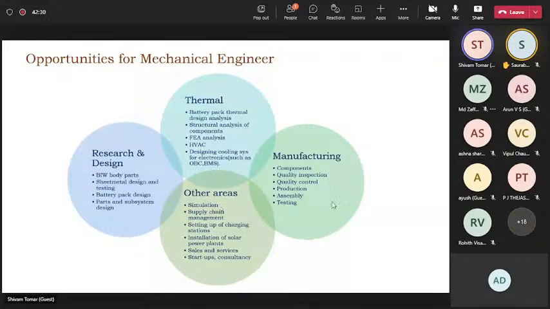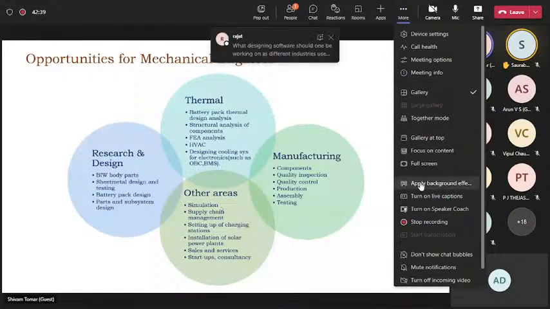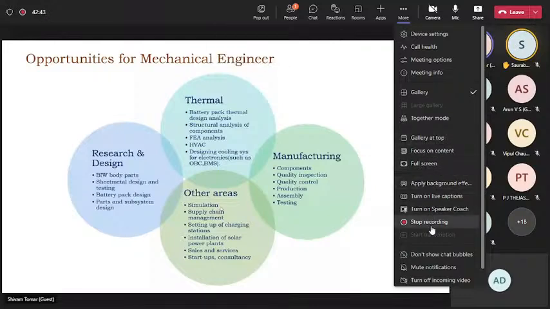There are different softwares for simulation, like MATLAB for your electrical simulations, and you can do multi-body dynamic simulations. So you can test the vehicles even before you go to production.